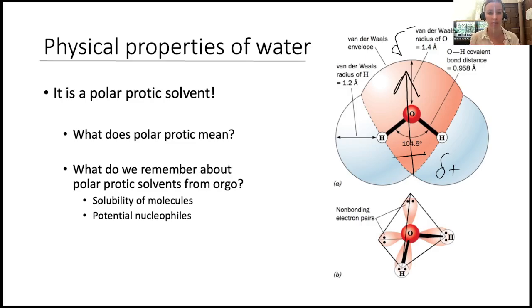Protic, what does protic mean? Well, water has an oxygen and two hydrogens, right? So it is able to donate protons. So it has the ability to gain or lose a proton, and we will see that for sure in the coming months. You might remember something about polar protic solvents from organic chemistry. You might know something about what things are soluble in it. You might know something about potential nucleophiles in this type of solution. And so just keep those kind of in the back of your mind. They'll be relevant later in this course.